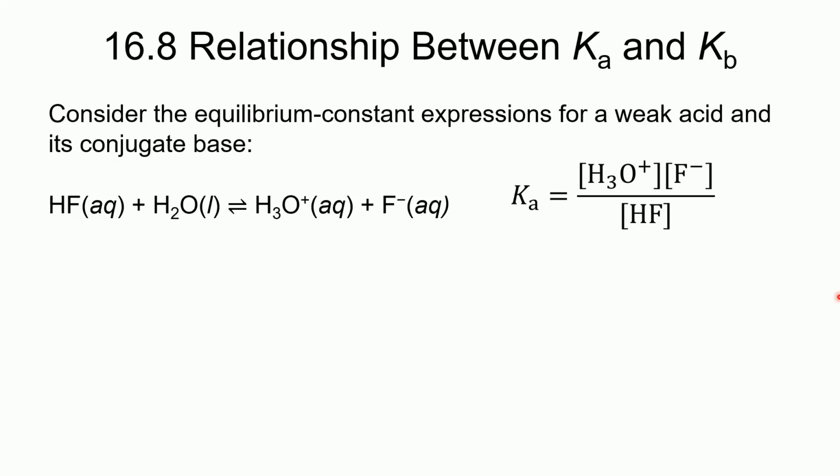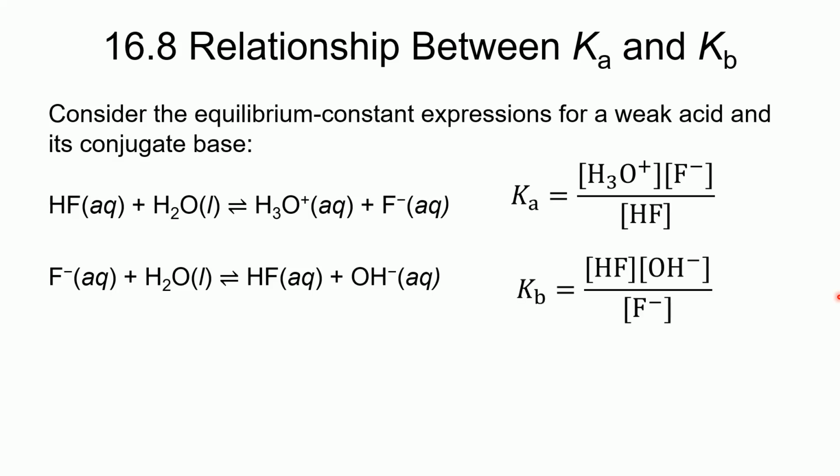We're going to take fluoride ion and have it react with water. We'll see that this is called hydrolysis. The reaction of an anion with water is called hydrolysis. So fluoride reacts with water to give us HF and hydroxide ion, and the Kb for that is HF times hydroxide over the fluoride ion.